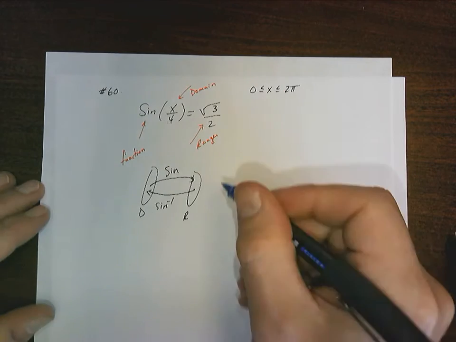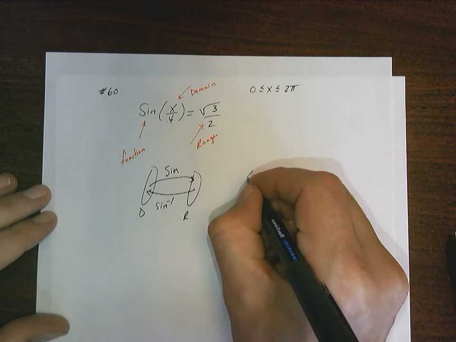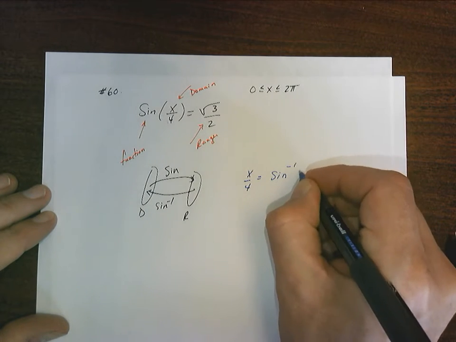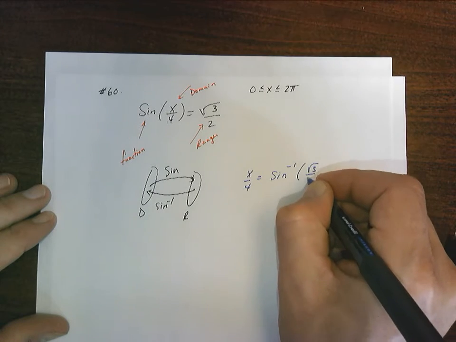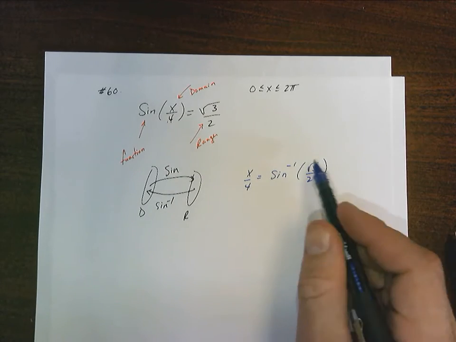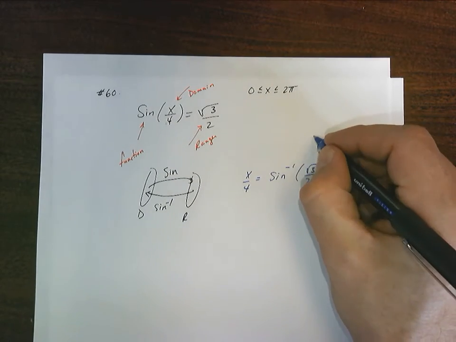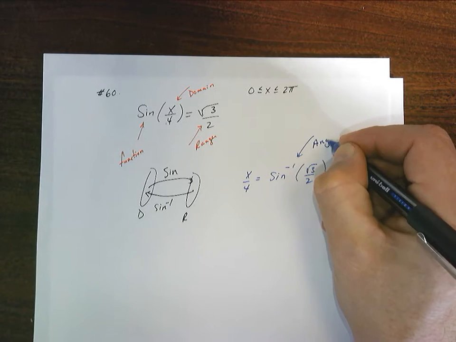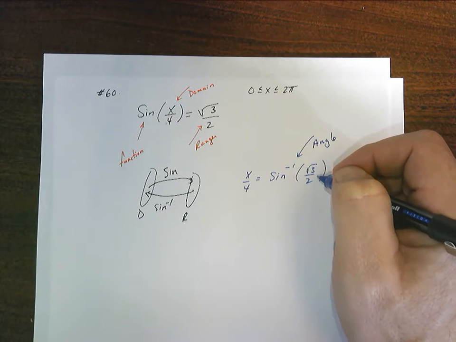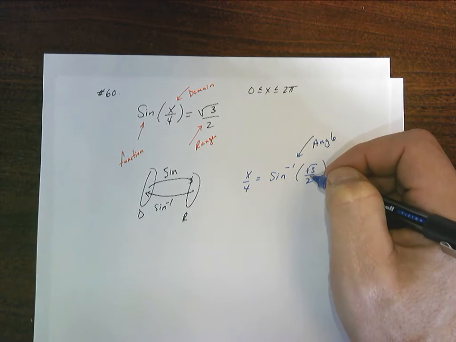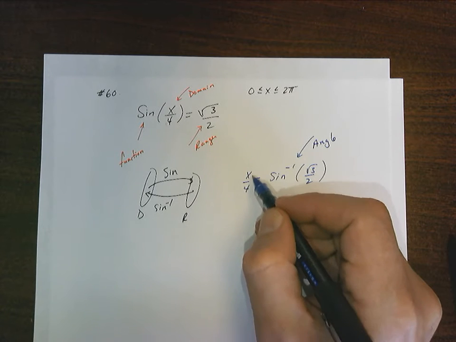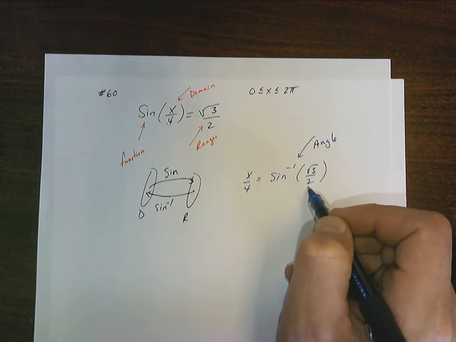So what's going to happen is I'm going to say that x over 4 is equal to the inverse sine of root 3 over 2. And so really what this is, this inverse sine of root 3 over 2, this is an angle. This is the angle, or the value, that if I put into sine, will give me root 3 over 2.